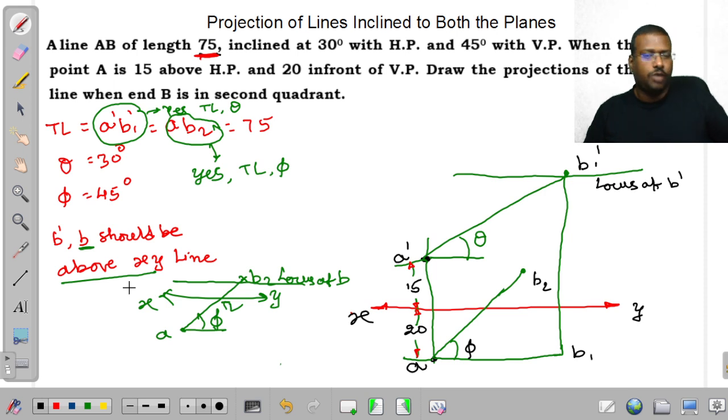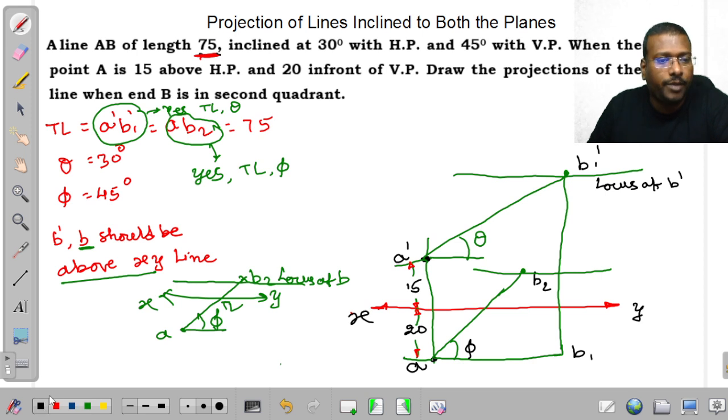Same procedure, whatever we did in the previous, same thing we are going to follow. So once you get B2, we'll draw a line here. This is going to become the locus of B. Now what do I have to do? Once you get B, we have to draw a projector up to the locus of A dash. Wherever it meets, it is B2 dash.